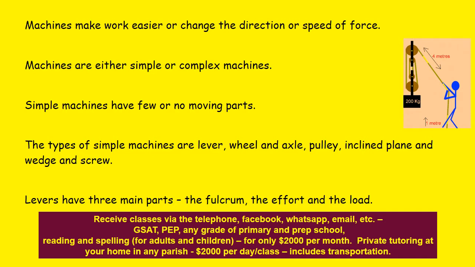Simple machines or complex machines? Simple and complex machines, exactly. What's the thing about simple machines? Simple machines are few. That means just a small amount. So simple machines have few or no parts that move. The hammer doesn't have anything on it that moves, right? The knife doesn't have anything on it that moves, right? Okay, so those are simple machines.